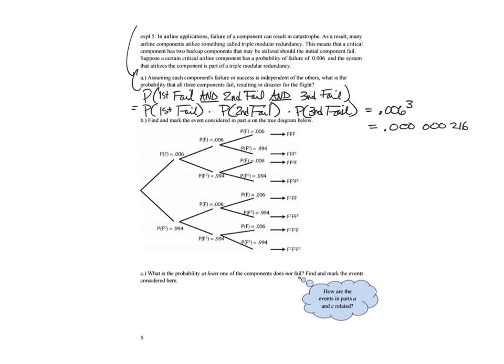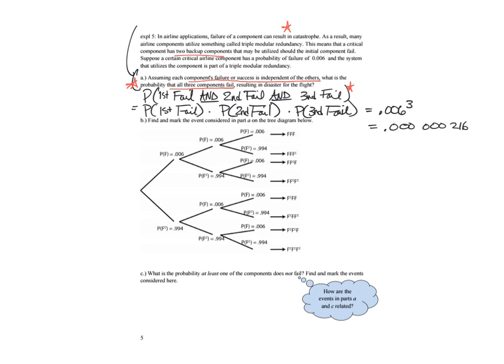Okay, here's my work on this one, number A. It says, assuming each component's failure or success is independent of the others, what is the probability that all three components fail? So going back to the problem, what we're dealing with is there's some component, it either fails or does not fail. If it fails, then there's a backup component. If that backup fails, then there's a backup to the backup, right? And what we're asking in letter A is what's the probability that the first one fails and the second fails and the third fails.